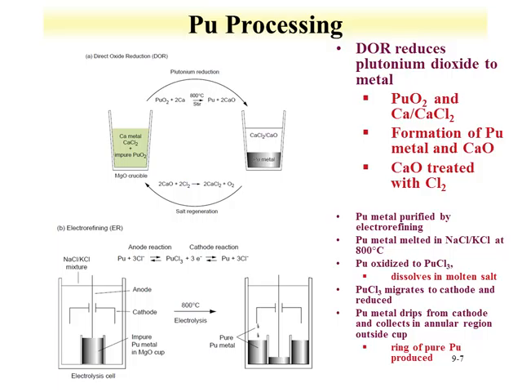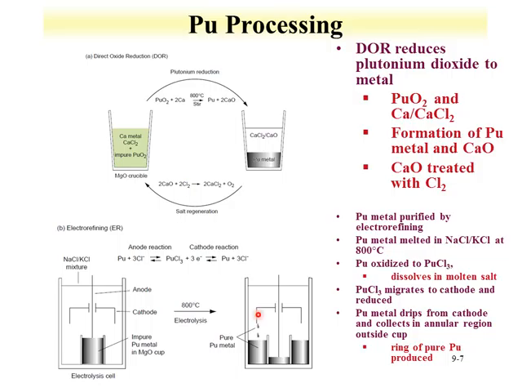This plutonium metal can be further treated by electrorefining. The metal can be added to a magnesium oxide cup in a calcium chloride, potassium chloride salt at elevated temperature, in this case at 800 degrees, well above the melting point of plutonium metal. This melted plutonium metal can then be oxidized to plutonium trichloride, which dissolves in the molten salt.